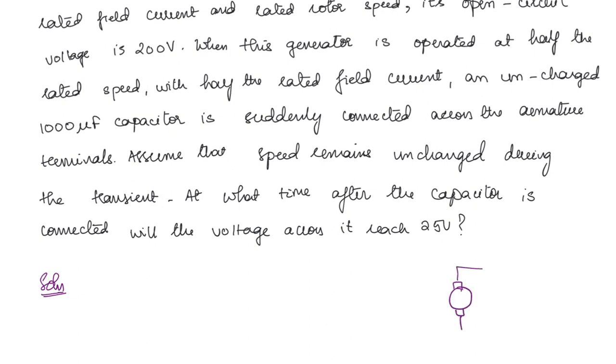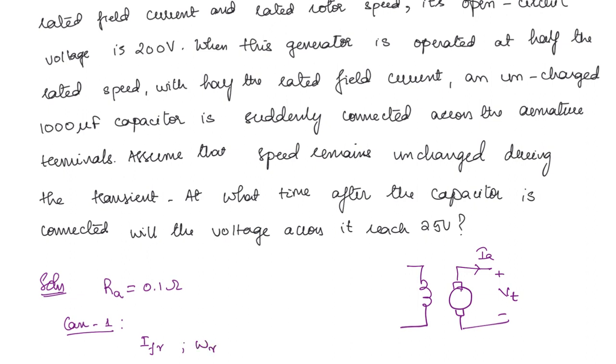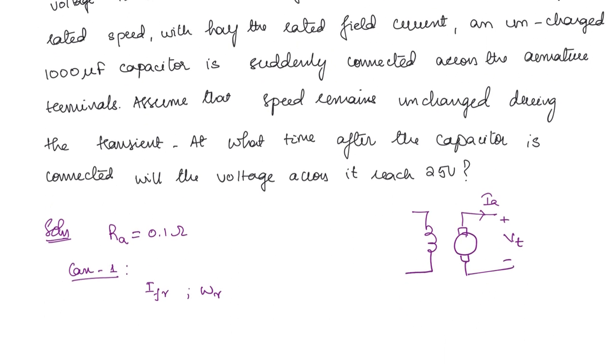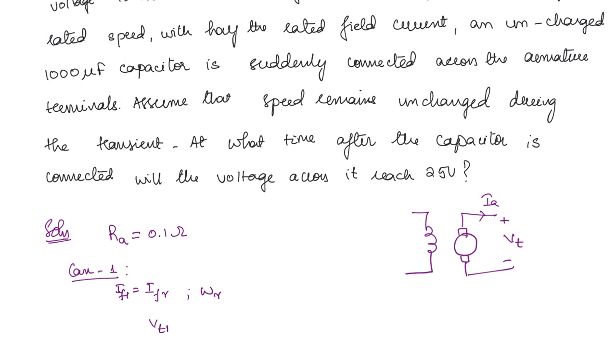So you're going to have the armature current flowing out of the armature circuit, and this is the terminal voltage, and this is the field circuit. Now what is the various information that is given? The armature resistance is given as 0.1 ohm, and in case 1, the rated field current, let us take it to be IFR, and the rated rotor speed we will take as omega r. Now in this case, the open circuit voltage is 200 volt, that is VT1 we will take, this is IF1, and this also we will take as omega 1 is equal to omega r.